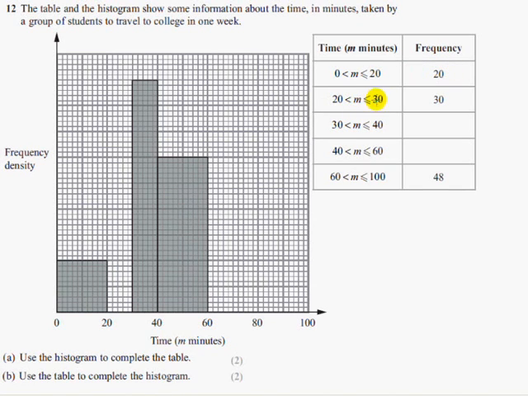Greater than 20 minutes, up to 30 minutes, happened 30 times. Greater than 30 minutes, but less than or equal to 40 minutes, we don't know, is blank. Greater than 40, up to 60 is also blank. Greater than 60 minutes, but less than or equal to 100 minutes, happened 48 times. Okay, so part A says use the histogram to complete the table.